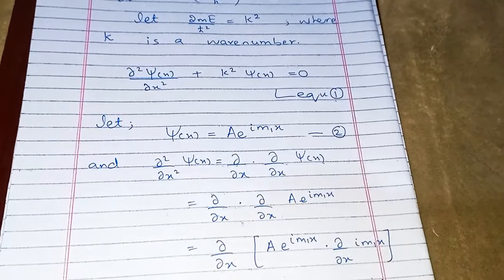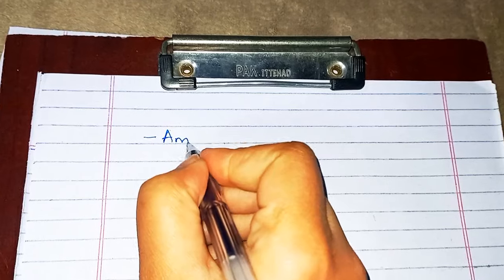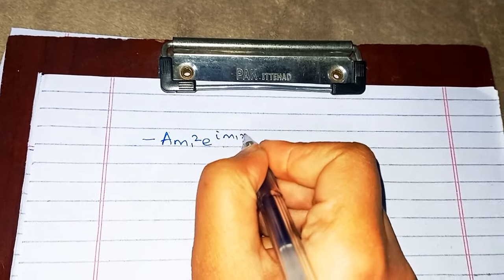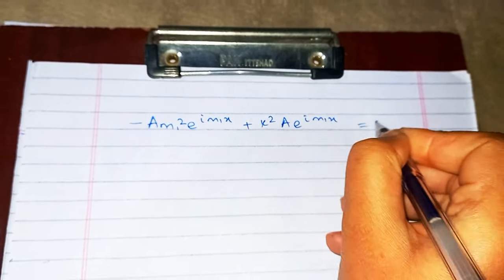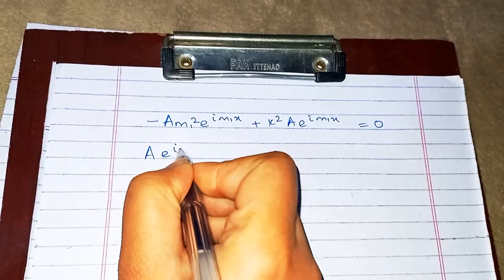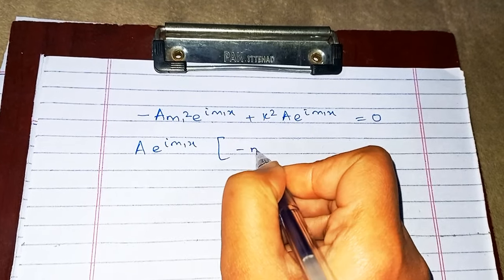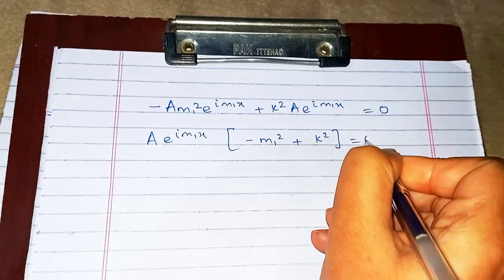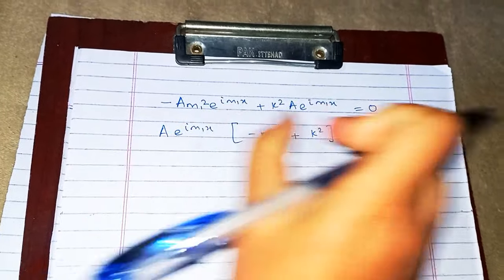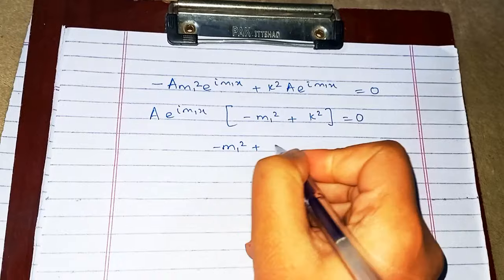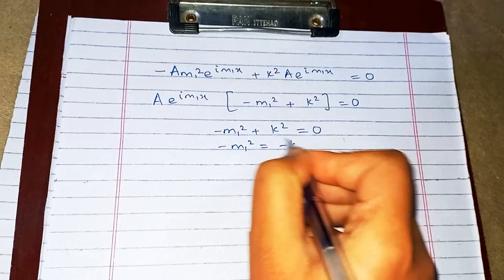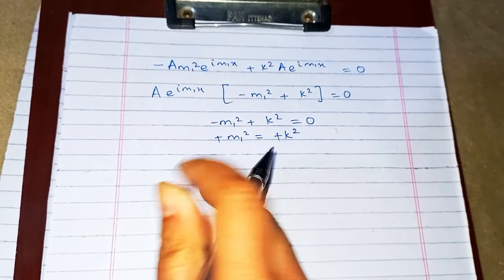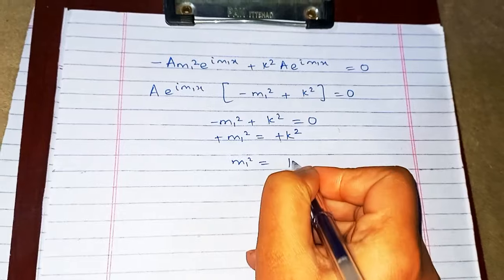Let's plug these two values into equation number 1. Minus a m1 square e to the power iota m1x plus k square a e to the power iota m1x equals 0. Here we can take a e to the power iota m1x as common. So we are left with minus m1 square plus k square equals 0. And we can take this to the other side, so it becomes 0, and we are left with this term. Now we can take k square to the other side. It's positive here, it will become negative there, so minus minus cancels out. m1 square equals k square.